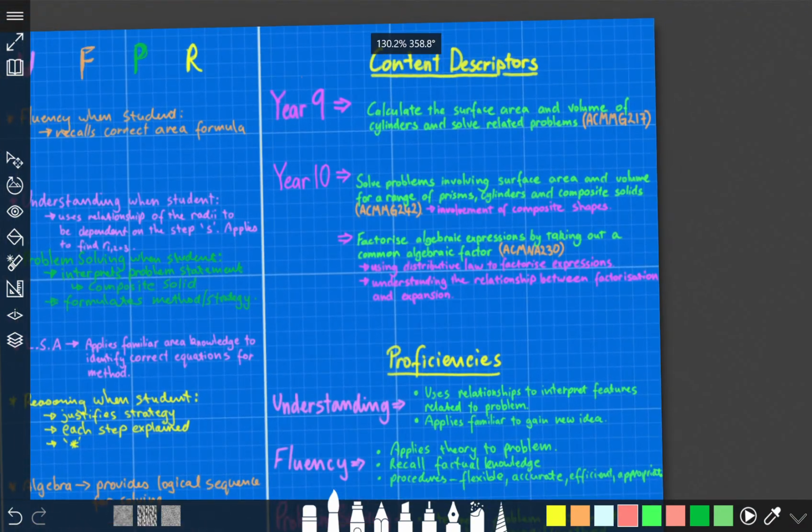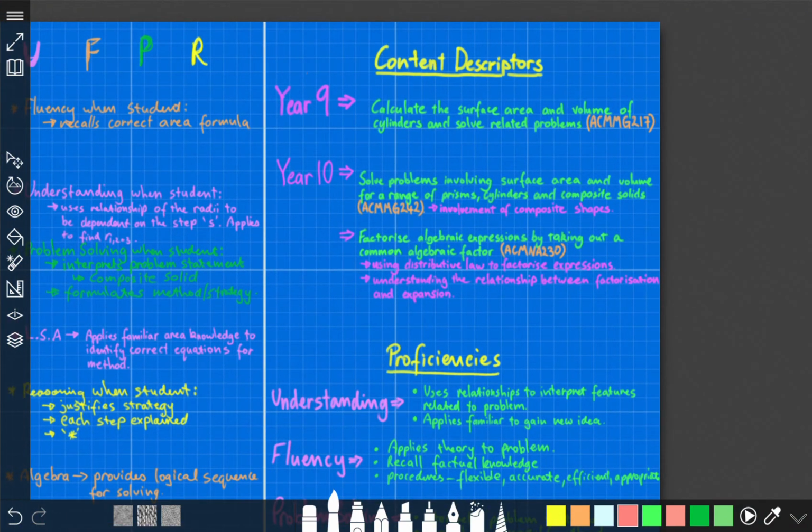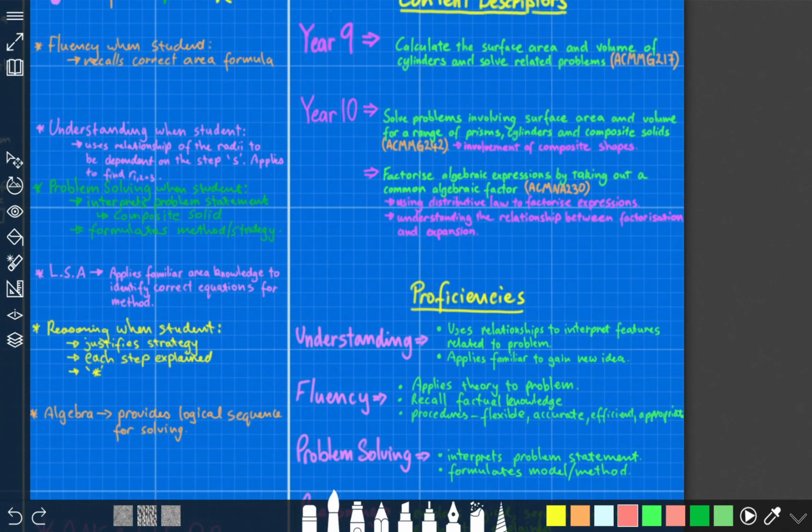So here we have the content descriptors that this question satisfies. Calculate the surface area and volume of cylinders and solve related problems. That's going back to year 9 and even a little bit earlier, but I'll just go back to year 9. And for year 10, this is where it boosted a bit. So composite solids is the main addition to that content descriptor. I've also added an element of factorization that is possible, but not absolutely required for the question. But it is awesome to note there, and I have put it in the solution.